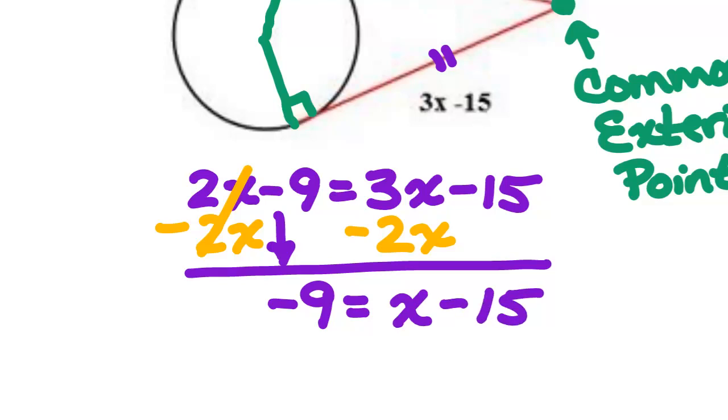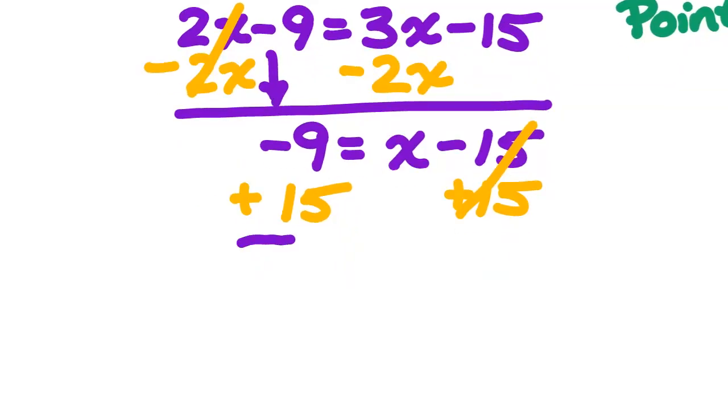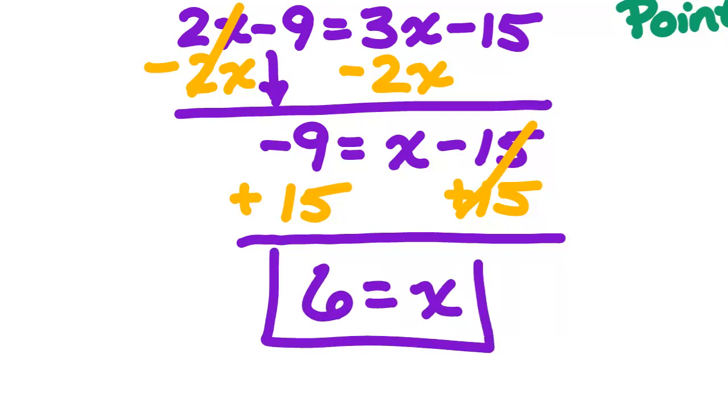Then what do I do? Add 15 to both sides. What is negative 9 plus 15? 6, yes. So x is 6.